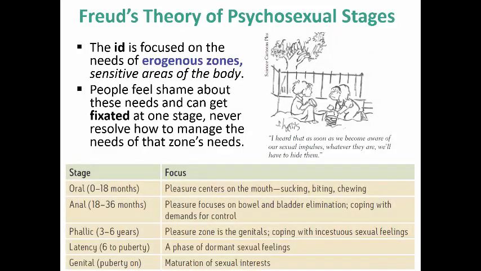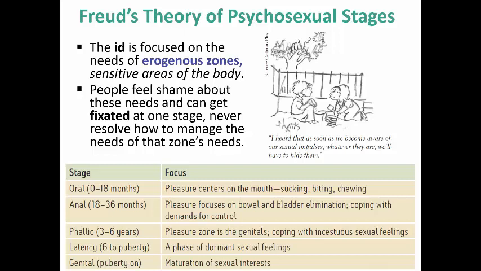So you'll see here in this chart, they have the oral stage between 0 and 18 months, where we get pleasure from the mouth, sucking, biting, chewing. Anybody that's ever seen a toddler knows that this is true. Then between 18 and 36 months, when we start doing the toilet training, that's where we have the anal phase, so the pleasures focus on bowels, bladder, elimination, coping with demand for control. It's also where the potty humor starts to evolve.